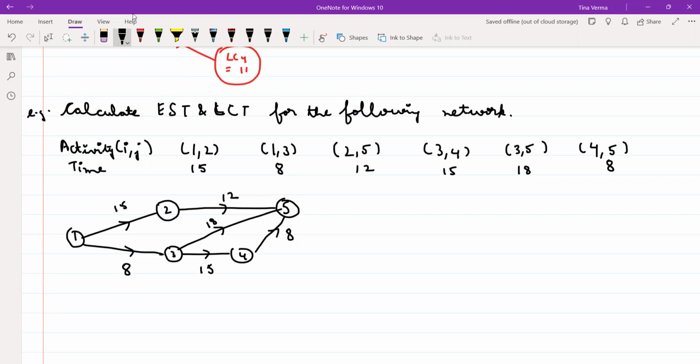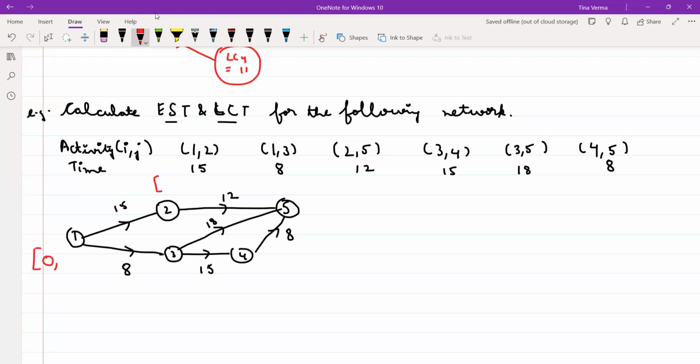The information is only given to you. You have to construct the network yourself, right? Take care of the starting and ending, and your two activities should not have the same starting and ending, right? So now you have to calculate your EST and LCT. Now to start the activity first, do you require any time? 0. So that means the earliest starting time of activity 1 is 0. Is it clear? Yes or no?